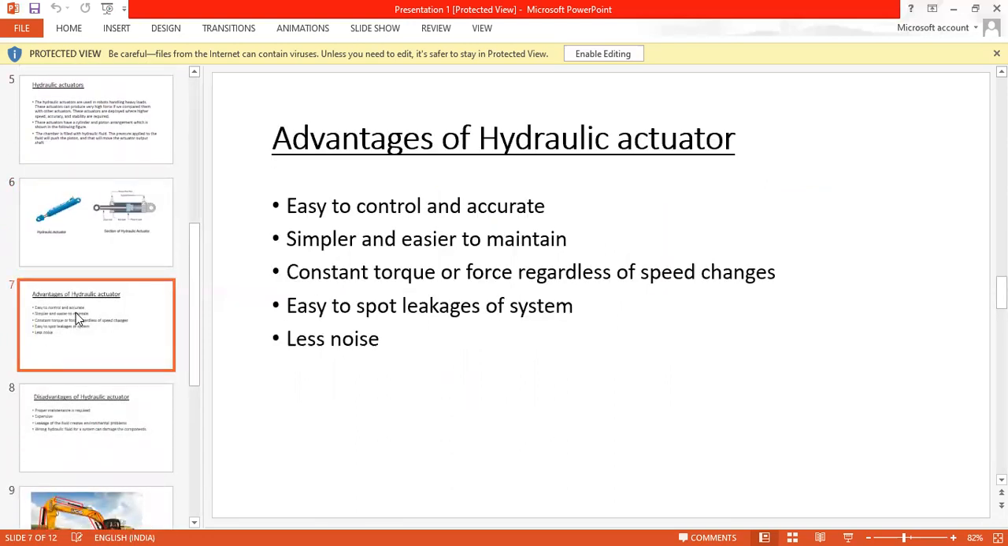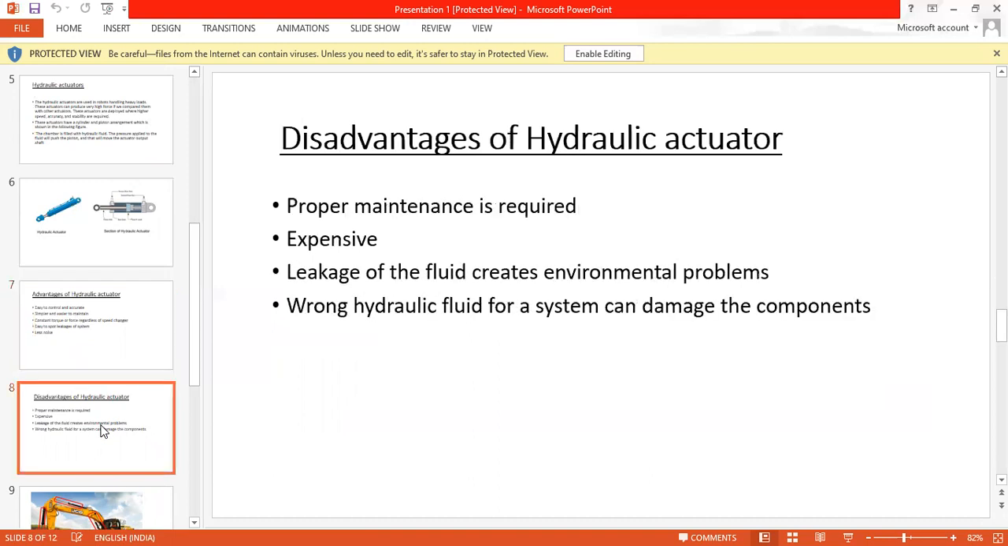Advantages of hydraulic actuator: easy to control and accurate, simpler and easy to maintain, constant torque or force regardless of speed changes, easy to spot leakage of the system, less noise. Disadvantages of the hydraulic actuator: proper maintenance is required, expensive, leakage of the fluid creates environmental problems, and the wrong hydraulic fluid for a system can damage the components.